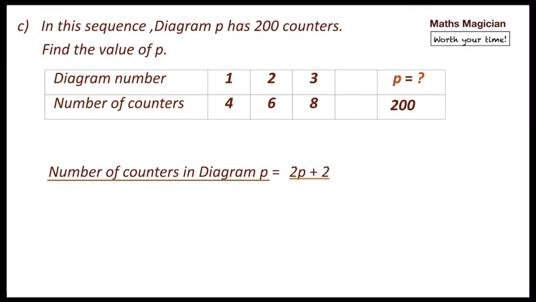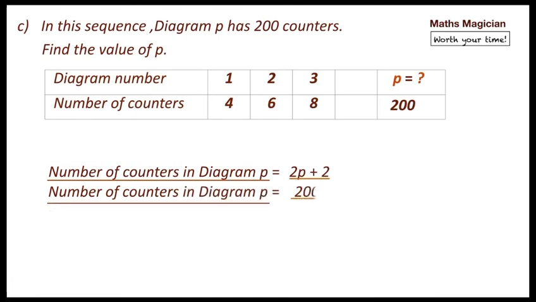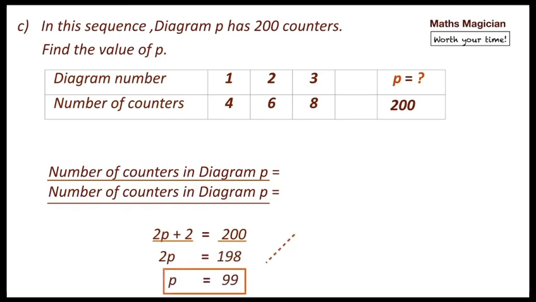Now, we are given in the question that diagram P has 200 counters. So, equating both values for the number of counters in diagram P and simplifying, we get P is equal to 99.